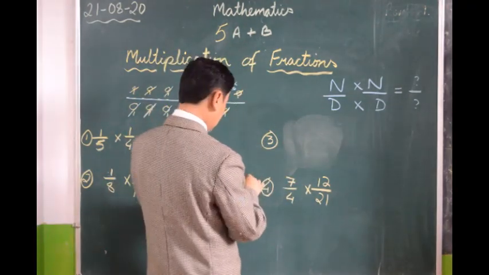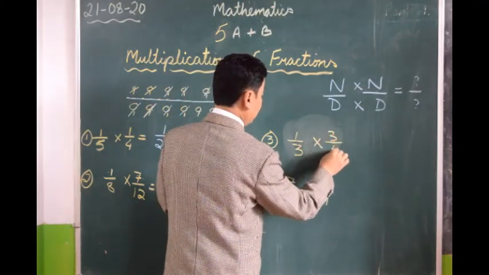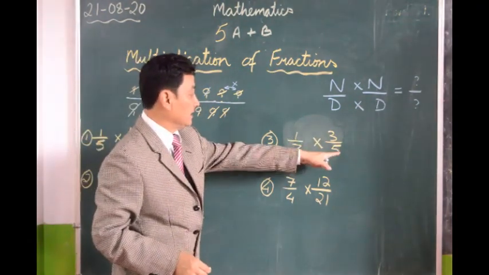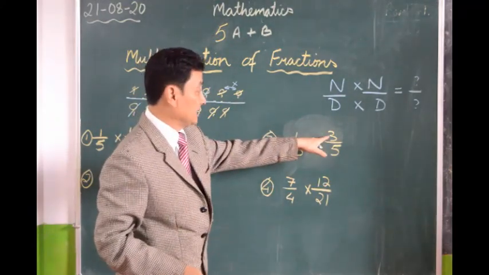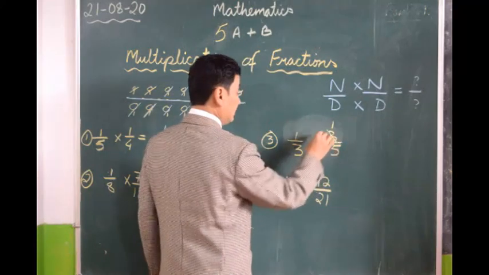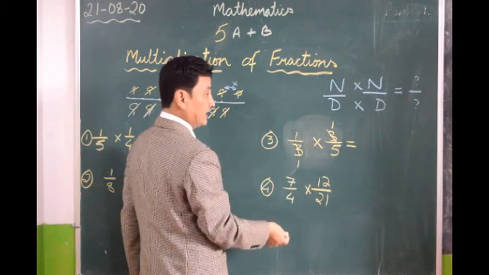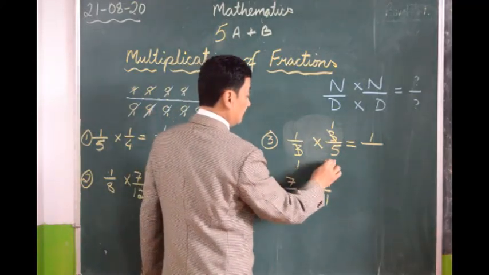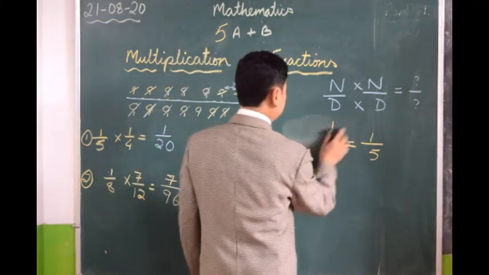Again, 1 upon 3 into 3 upon 5. Here there is no number we can cancel, but here we can cancel. The bottom one is your enemy, the top one is you. So we find the 3, we find the 3, we find the enemy. So let's cancel. 3 ones are 3, 3 ones are 3. Now we multiply because we cannot cancel anymore. 1 one is 1, and whatever is left, 1 five is 5. So 1 upon 5 is left. Again, let me do one more time.